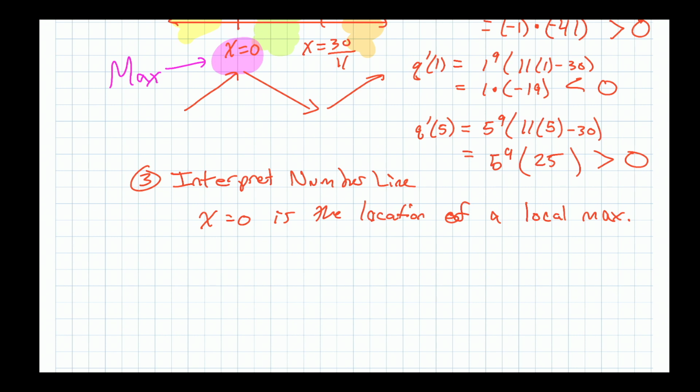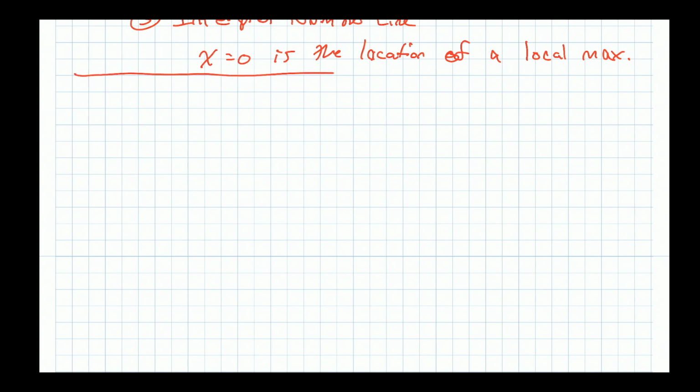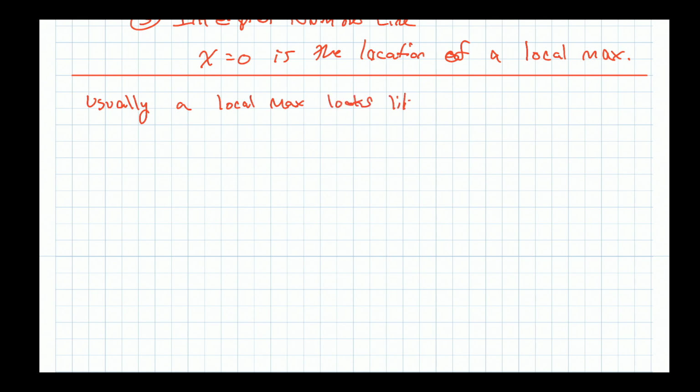Let's see here. Local maximum. Yeah, okay, that'll work. So here's our definition of the second derivative test now. So think about what a local maximum and minimum usually look like. Usually, a local max looks like this. Right? And a local min looks like this.